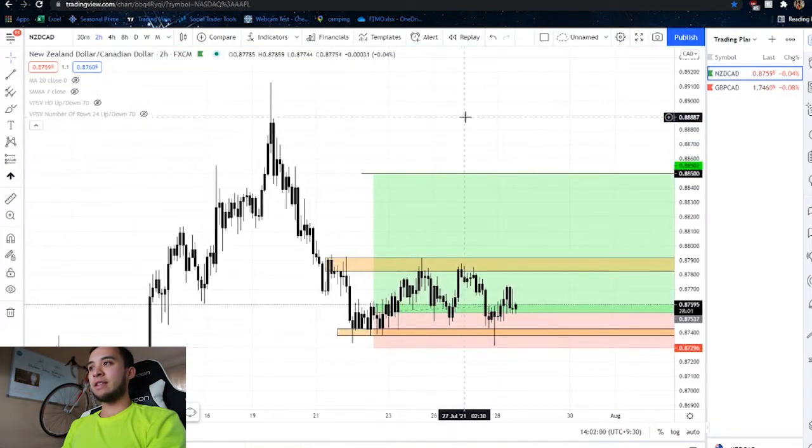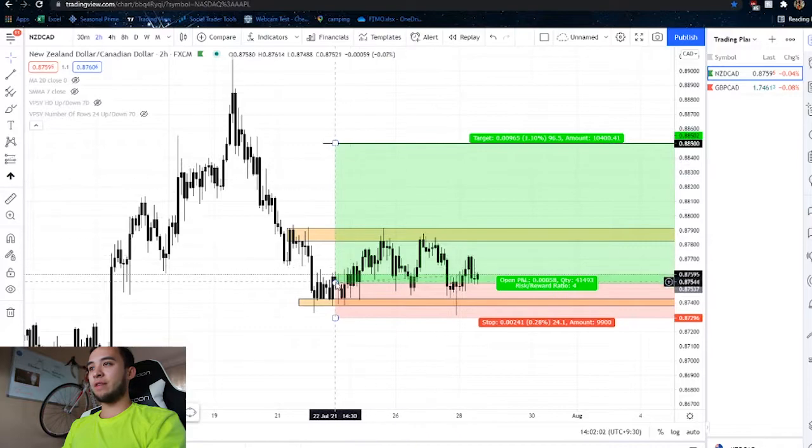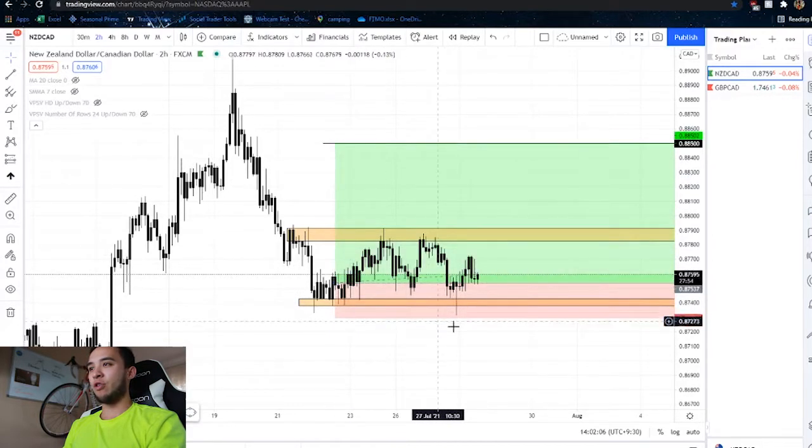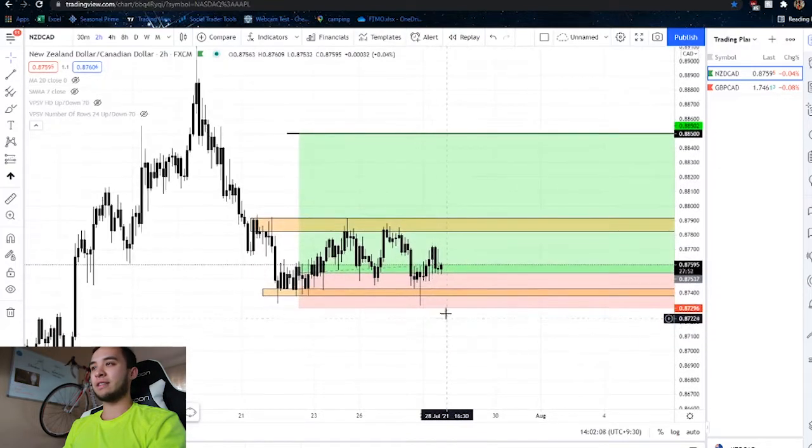This is NZD CAD. This is a trade that I've been in for a while now. Maybe, let's see, 20 seconds. So I've been in this for almost an entire week, like 6 days. We're showing some strong strength at this support here.